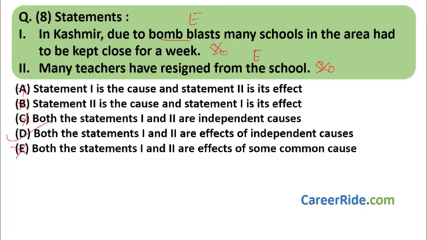So the answer is the remaining, D. Both of them are effects of independent causes. It is not because of the bomb blast that the teachers have resigned. It might be that due to the schools being closed for a week, the teachers might have resigned, or the teachers might have been threatened by the terrorists, so they might have resigned. So the answer is D.